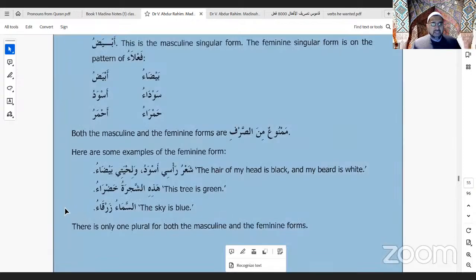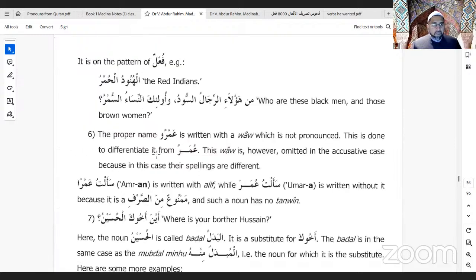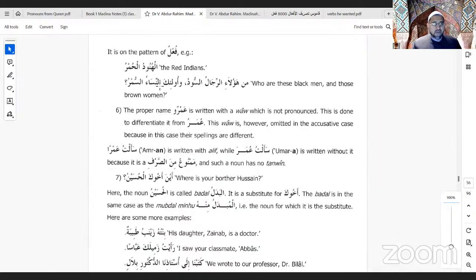So these are the masculine and feminine colors. Adjectives with regards to colors are feminine, and you probably know there are even some sisters named Zarqa, which means blue. Right, okay, finish off the next point.